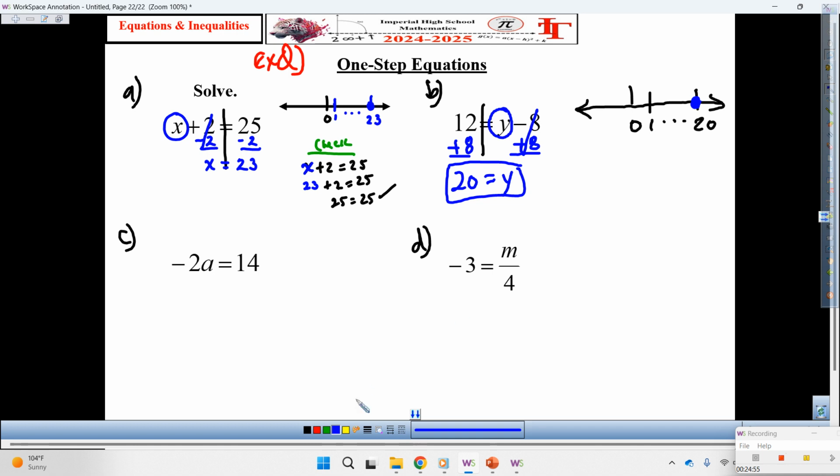Next, let's check. You write your equation again. 12 equals y minus 8. But instead of y, what do we write, everyone? 20. So then we got 12 equals 20 minus 8. What is 20 minus 8? 12. Is 12 equal to 12? Yes.